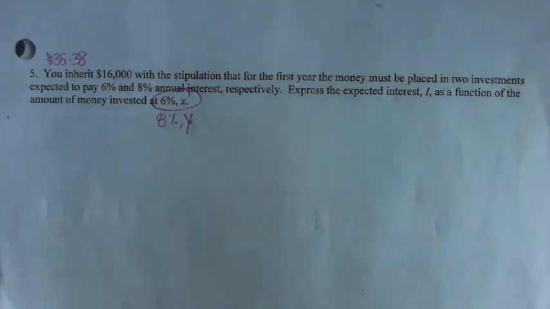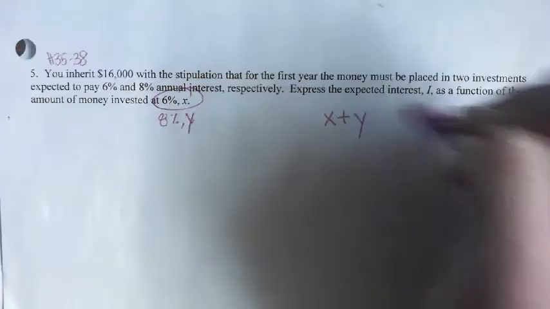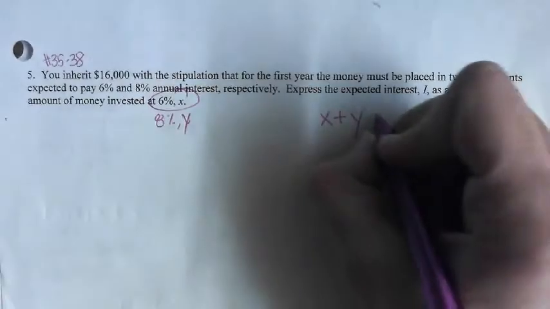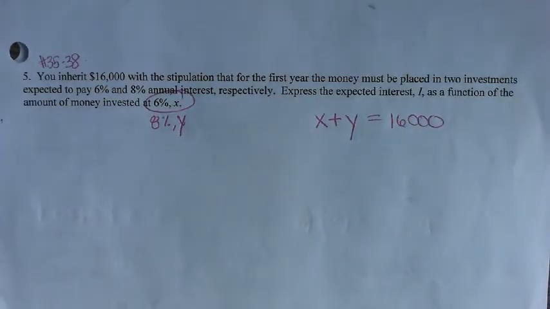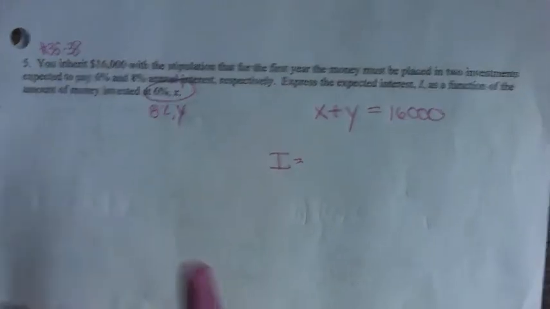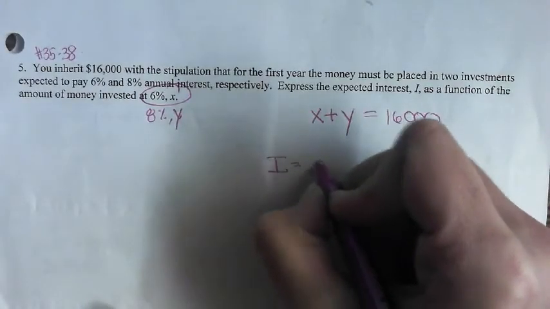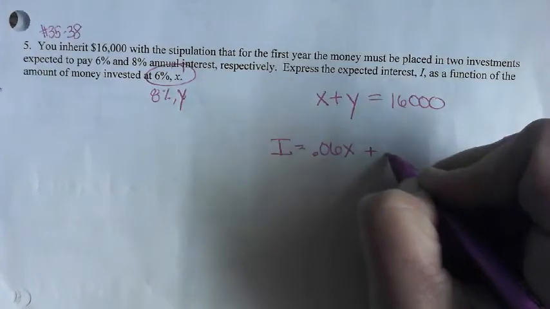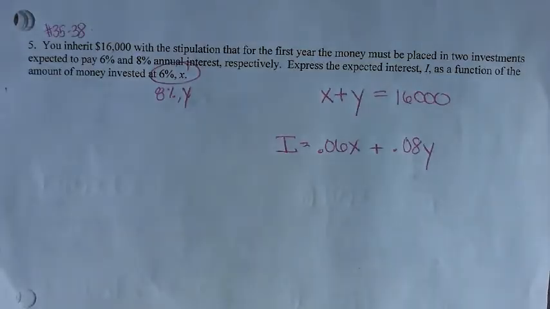x is the amount of your $16,000 in one account. y is the rest, essentially, in your other account. So what do you know about the amount of money in x and the amount of money in y? They have to add up to what? 16,000, so there's your first equation. And as far as your interest equation is concerned, if you're getting 6% on the x account, that's 0.06x, plus you're getting 8% on the other account. They just want that interest formula just in terms of x.